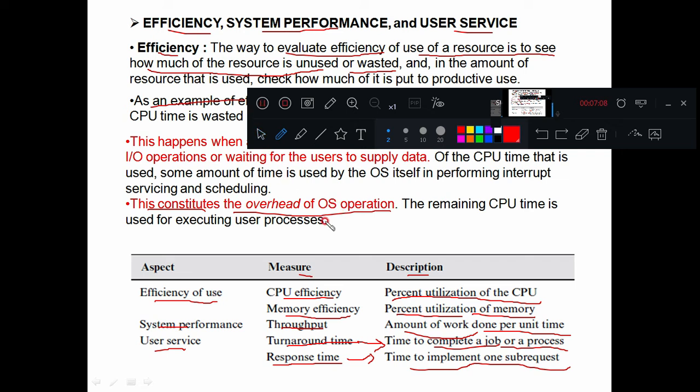Okay, let us move to the next slide, where we will see these concepts in detail. Efficiency I have already discussed. How is efficiency measured? Efficiency is measured with respect to two things: one is memory usage and the other is CPU usage. And system performance we will measure with the help of throughput. So we'll move to the next topic, system performance, which we will see in detail.